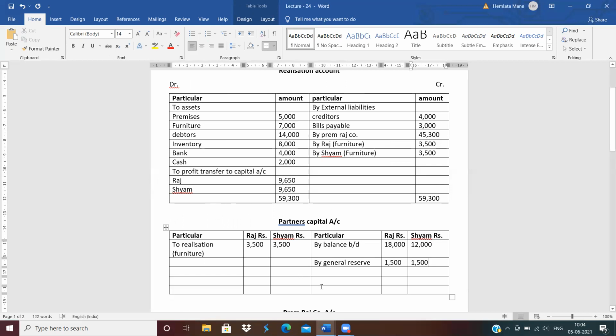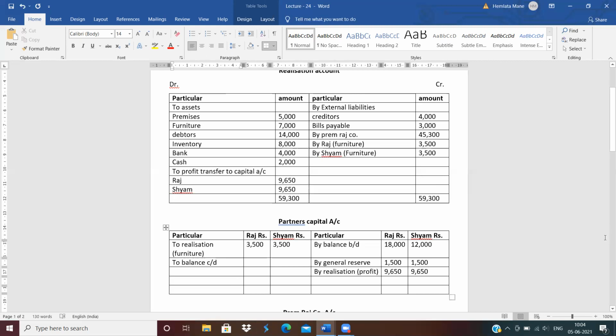Now transfer the profit. Profit of realization is transferred to this account, by realization in bracket profit. How much is the profit of realization? 9,650 and 9,650. Okay. Now close the partners' capital accounts, to balance carried down.